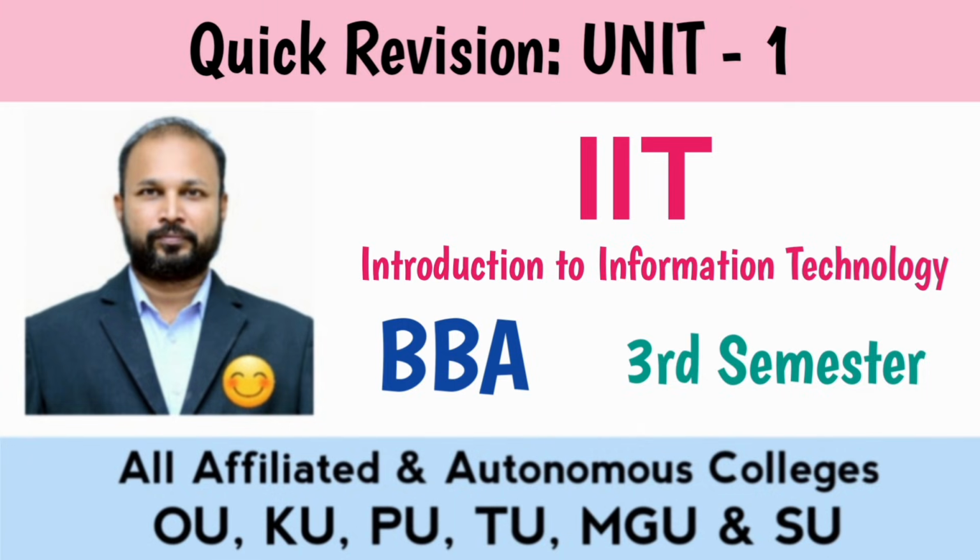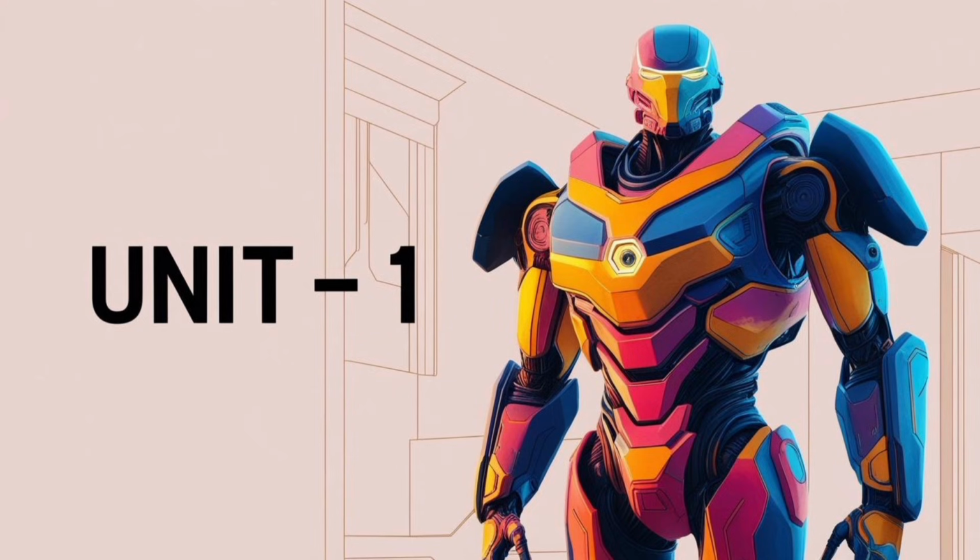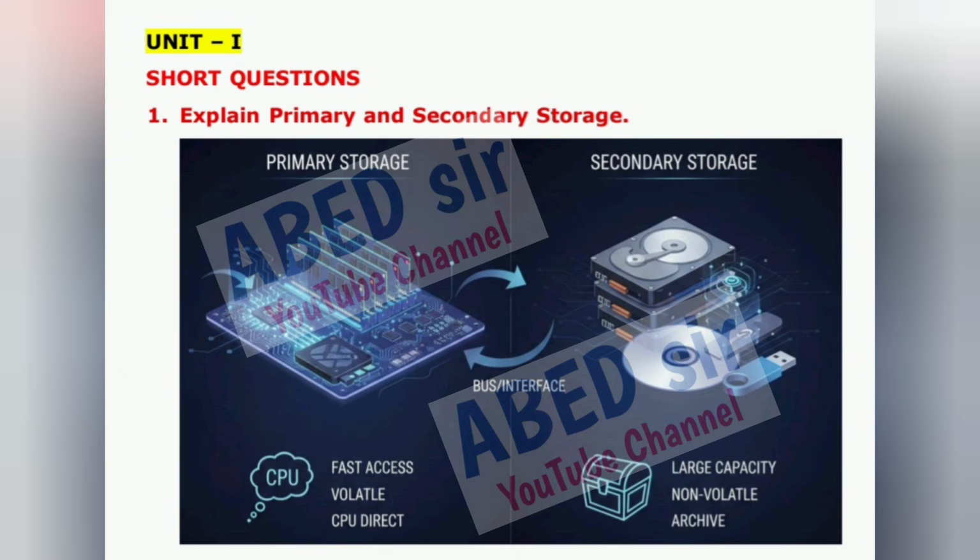In this video, I will be explaining the BBA third semester subject Introduction to Information Technology as prescribed by Osmania University and other universities of Telangana. We will go through the important questions and answers one by one. Let's begin with a quick revision. Unit 1 first important short question is: explain primary and secondary storage.